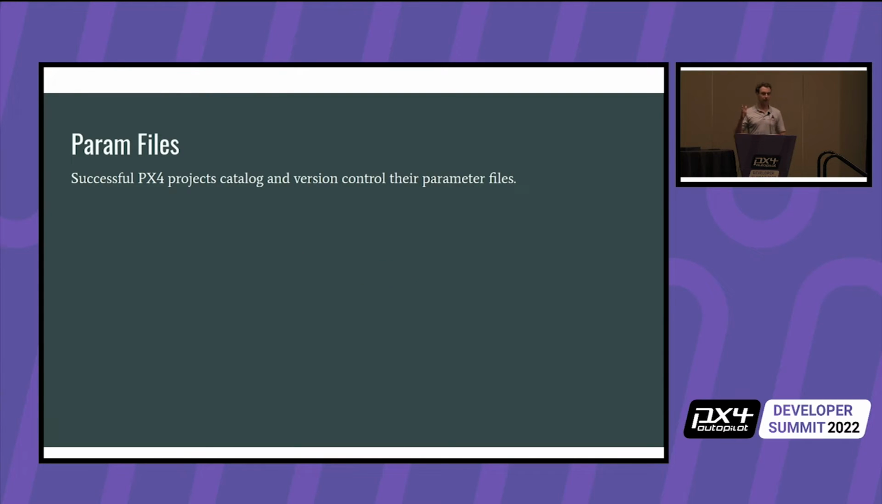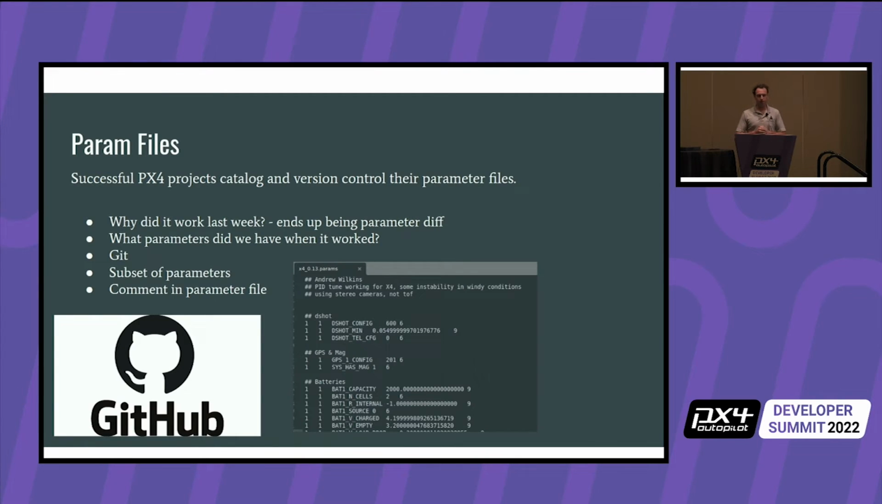First off, parameter files. I have been in so many meetings where they talk about parameter files and how much time they're wasting. Successful PX4 projects catalog and version control their parameter files, especially when you're developing these drones or these UAVs. I've been in so many situations where people are watching this drone toilet bowl or do some kind of weird thing, and they're like, why did this work 2 weeks ago?